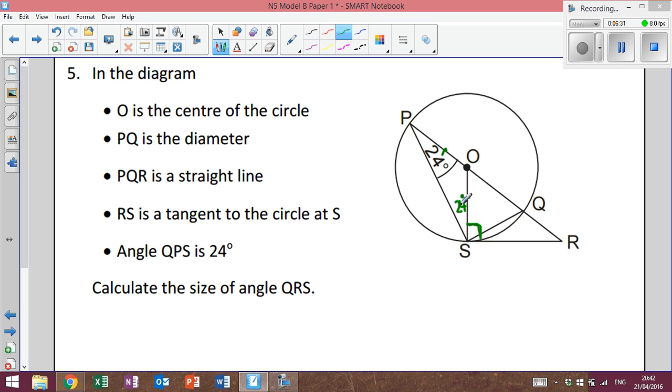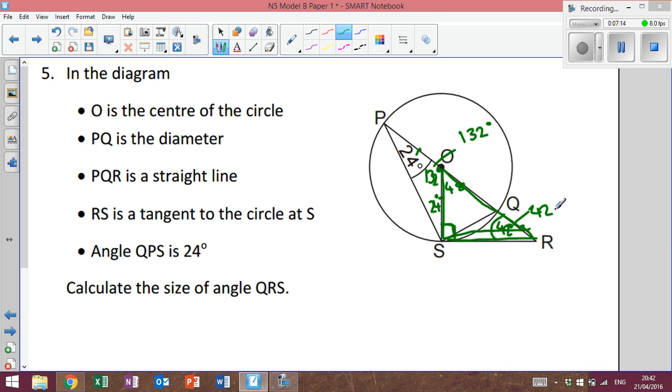Okay, now if that's 24 and that's 24, that's 48 degrees, which leaves 132 left in your triangle. So that there is 132 degrees. And because that's a straight line, if this is 132, that's 48 degrees there. And then looking at that big right angle triangle there, that's 48 degrees, that's 90 degrees, which together is 138. So we've got 42 degrees left over down here in the QRS, which we're looking for. So it's 42 degrees, which is really not very neat, but you can deal with it.